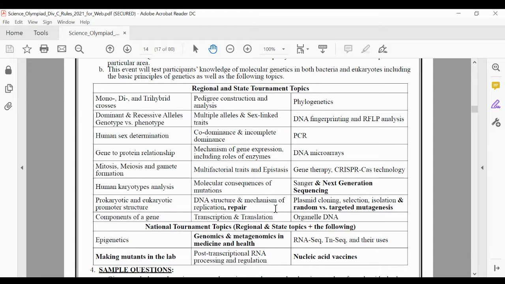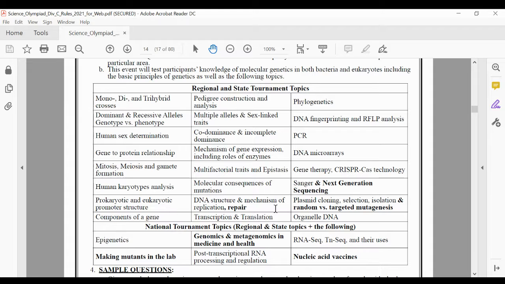Plasmid cloning, selection, isolation, and random versus targeted mutagenesis. That is a lot in that box. So this also goes with restriction enzymes. So plasmid cloning usually entails taking a plasmid, inserting a foreign piece of DNA within a plasmid, and then that plasmid can be used to make a GMO, or it can be used to express a protein in a bacteria or some other lower organism.